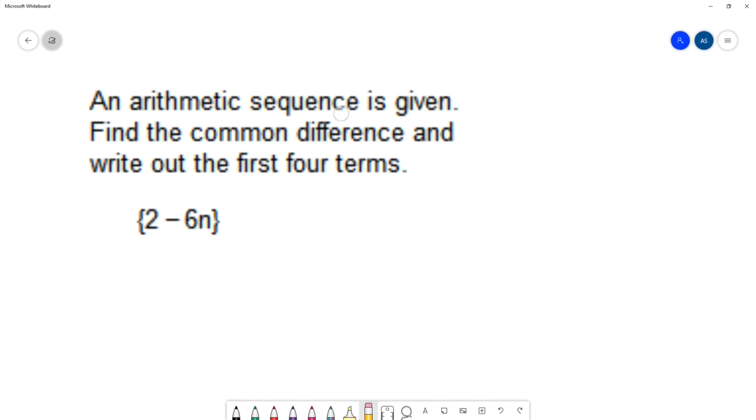An arithmetic sequence is given. Find the common difference and write out the first 4 terms. The arithmetic sequence is defined by the nth term here, 2 minus 6n. And we want to know the common difference. There are a few different ways that you can figure out the common difference.